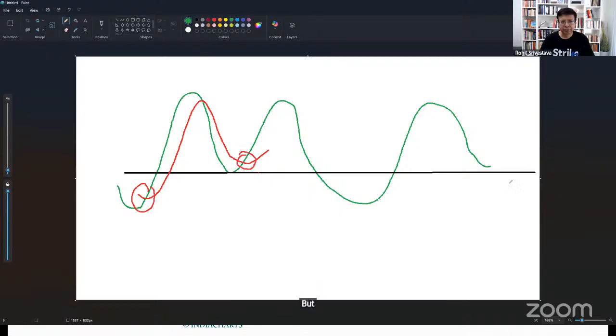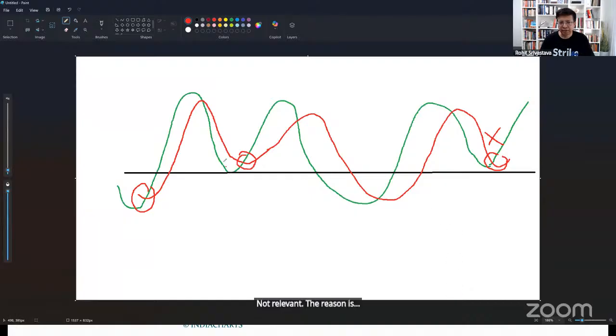But this buy signal is not relevant. The reason is that here the green did touch zero, here it did not. So this is relevant because we completed the cycle. This is not relevant. It didn't.